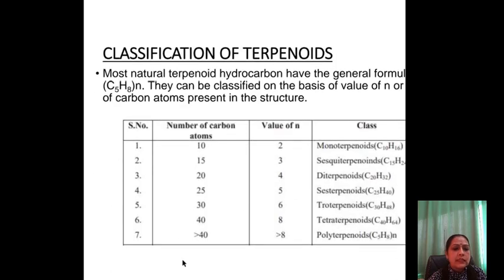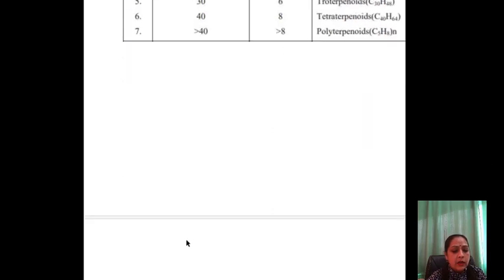Now, we will discuss the classification of terpenoids. Most terpenoid hydrocarbons have the general formula C5H8, and they are classified on the basis of the number of carbon atoms present in the structure. If the number of carbon atoms is 10, then the value of n is 2, and these are called monoterpenoids. If it is 15 and the value of n is 3, we get sesquiterpenoids. There are various types we will discuss in this table: diterpenoids, sesterterpenoids, triterpenoids, tetraterpenoids, and polyterpenoids.